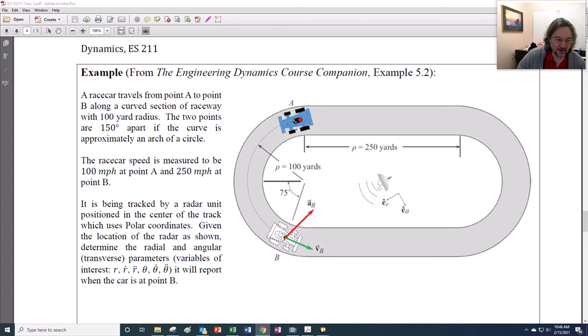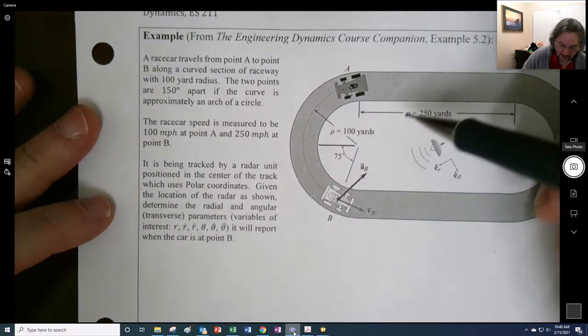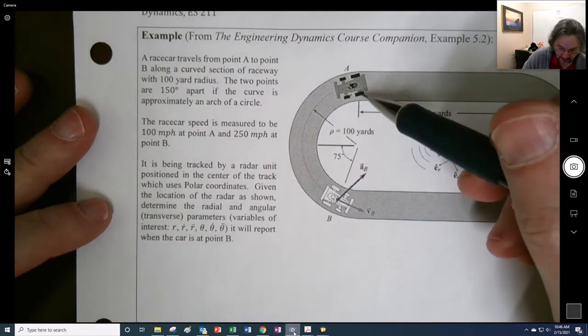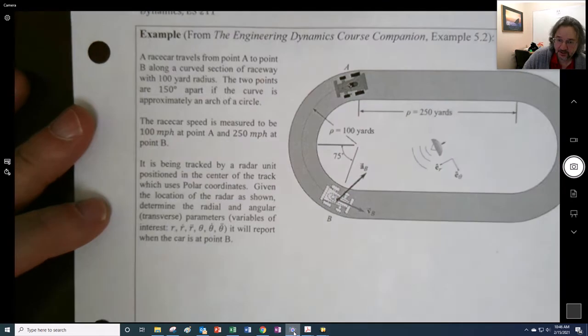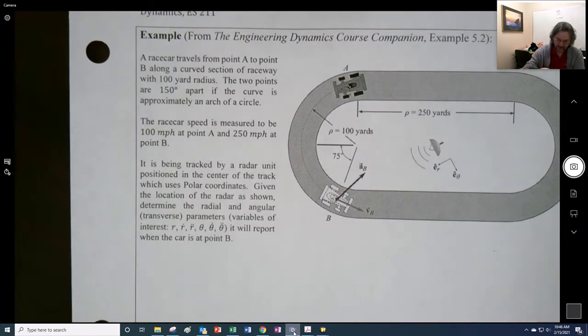It's being tracked by a radar unit, positioned at the center of the track, and that radar unit uses polar coordinates. Given the location of the radar as shown, determine the radial and angular, aka transverse, parameters, the variables of interest, that it will report when the car is at point B. Okay, so what we want to do first is try to figure out what its velocity and acceleration are going to be in different coordinate systems.